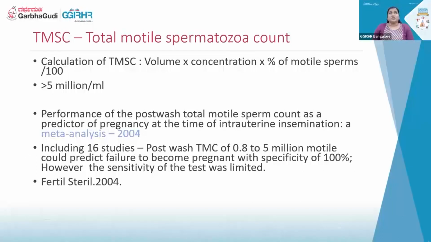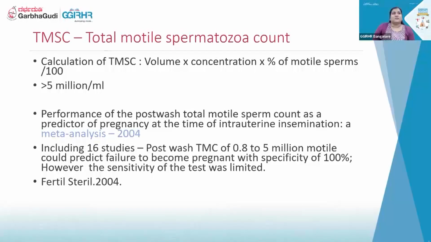So if this count is more than 5 million, what does that mean? That means the number of motile sperms present in the sample is high. Then it gives a good result. It indicates that our IUI result is going to be better.